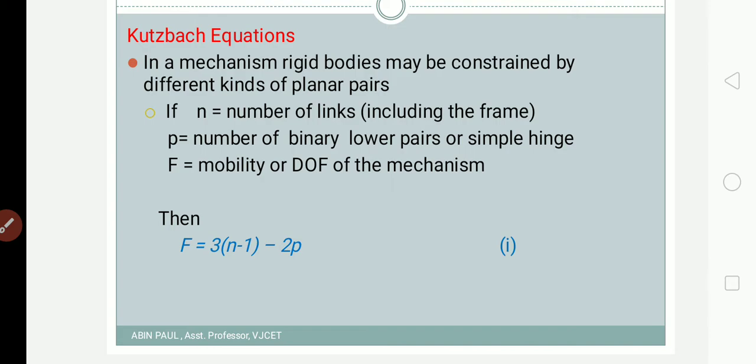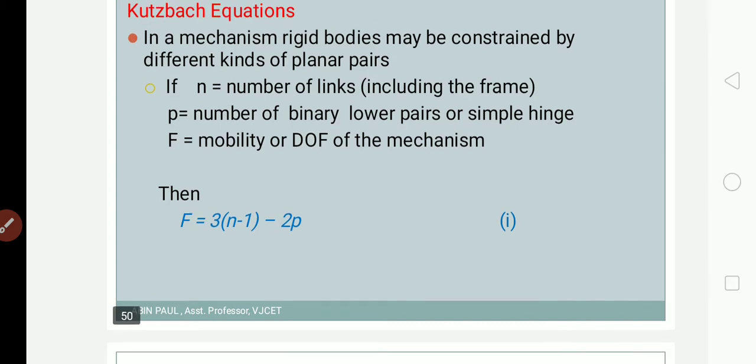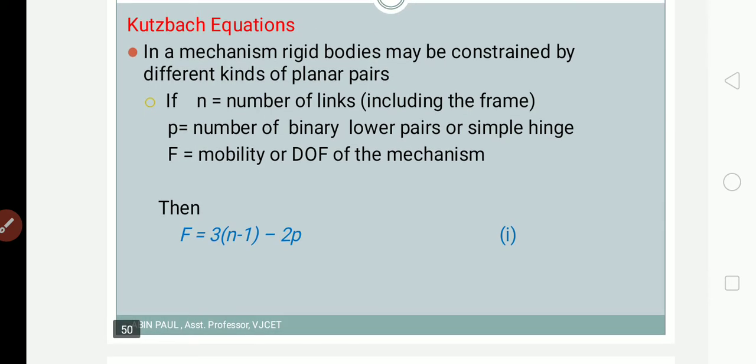When two elements are having point or line contact, it forms a higher pair. So here p is the number of binary lower pairs or hinge. That is called simply hinge. Then f is the mobility or degree of freedom of the mechanism. So this is the equation.